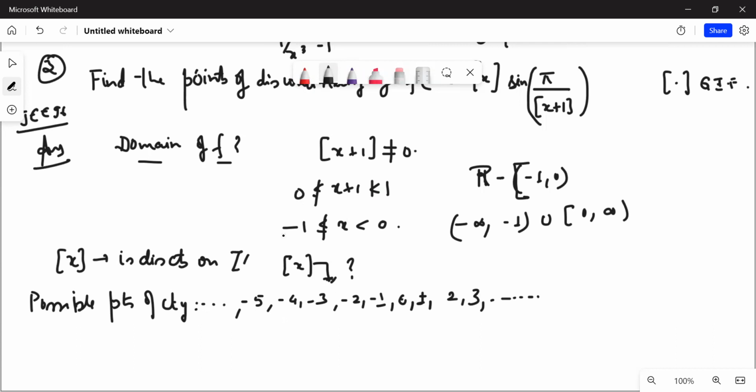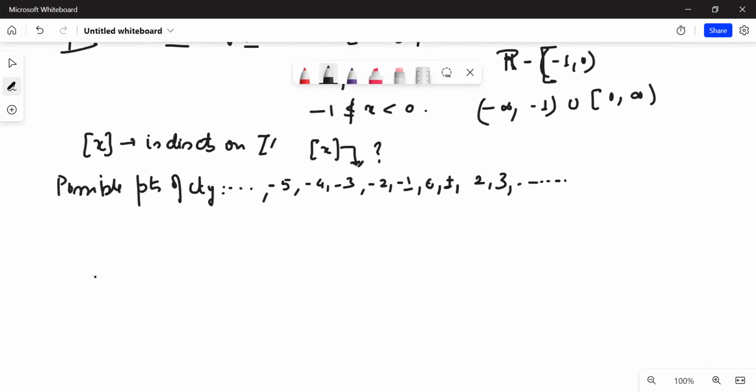Yes, sir. Okay. Now, one has to also see that this is not all, this also matters. So you have a greatest integer x multiplied by something.